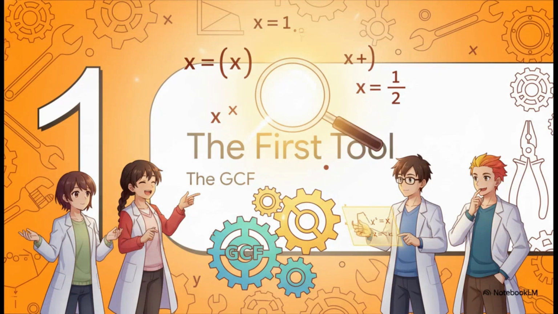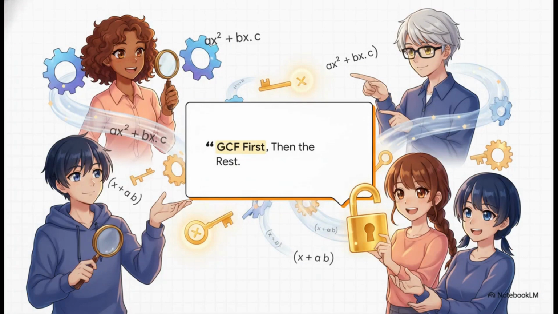Now, every good toolkit has that one essential tool you always reach for first. For us, in the world of factoring, that's the greatest common factor, or GCF. This is always your first step, every single time, no exceptions. Honestly, if you only remember one thing from this whole explainer, make it this right here. GCF first, then the rest. This is the golden rule. It makes every single problem simpler from the get-go and just sets you up for an easy win.